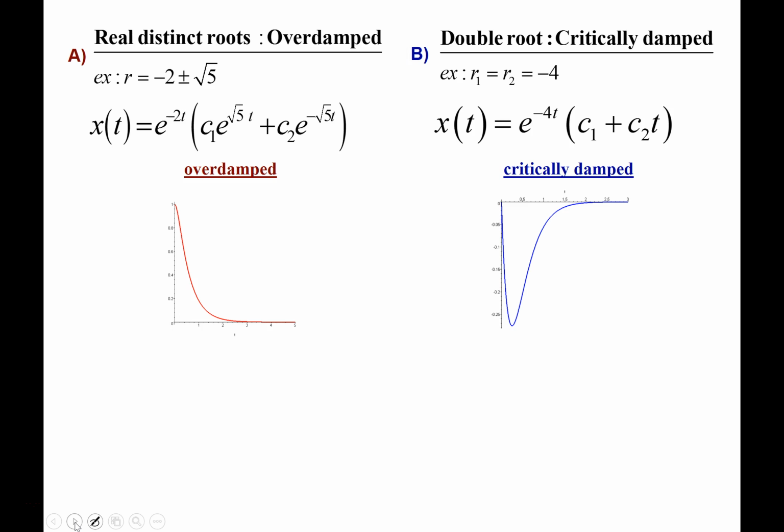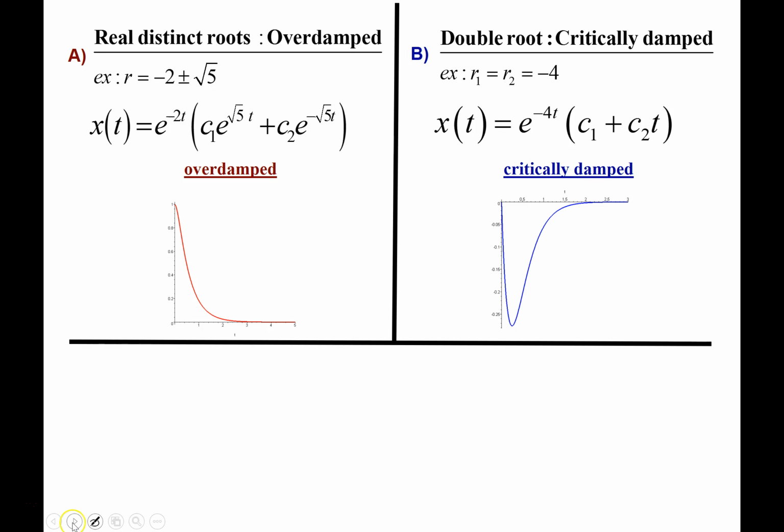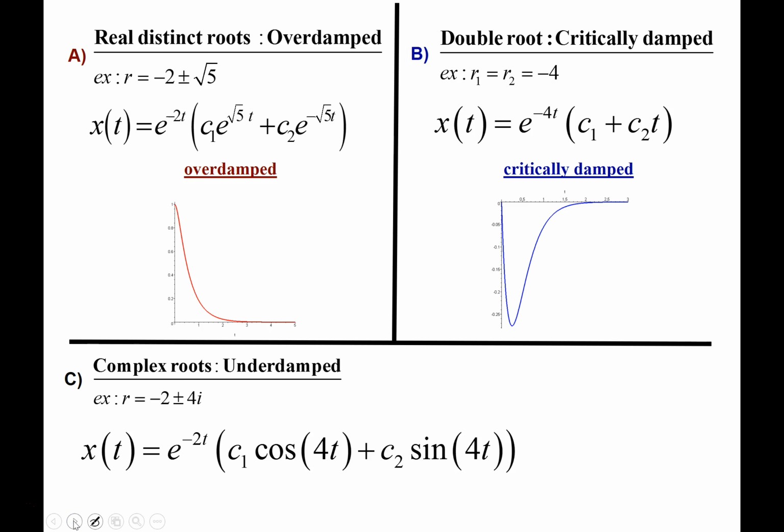And the third, most interesting type is when you have, you guessed it, complex roots. And so with complex roots, for instance, -2 plus or minus 4i, notice that every time, my real part is negative. That's going to be why the motion ends up going to zero. If that was positive, it would end up growing exponentially instead of decaying exponentially. And so the solution would look like that.